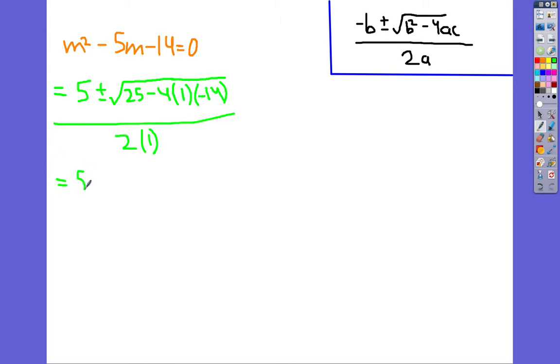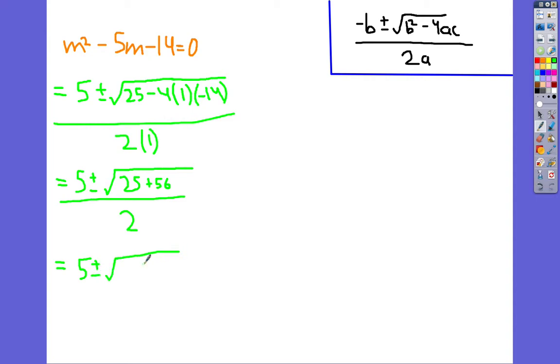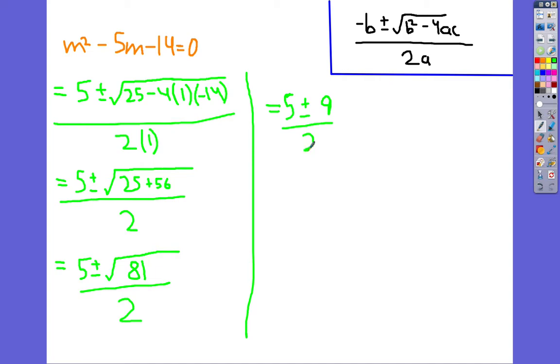That equals 5 plus or minus the square root of 25 plus 56, because negative 4 times 1 times negative 14 is positive 56, all of that over 2, because 2 times 1 is 2, and that equals 5 plus or minus the square root of 25 plus 56, which is 81, over 2, and that equals 5 plus or minus 9 over 2, because the square root of 81 is 9.